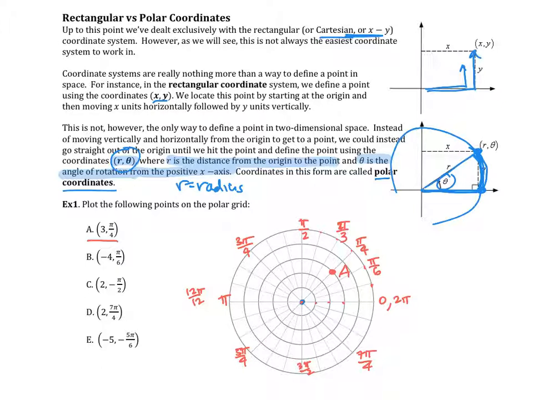Okay, let's look at this one. We have a negative. What happens when your radius is negative? So there's 2 ways you can deal with this problem.